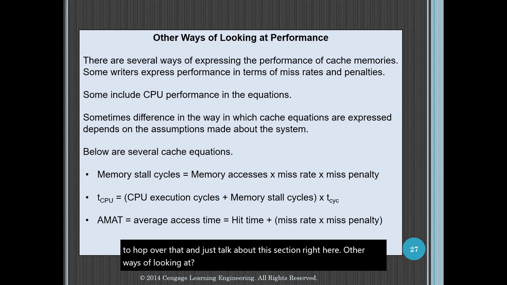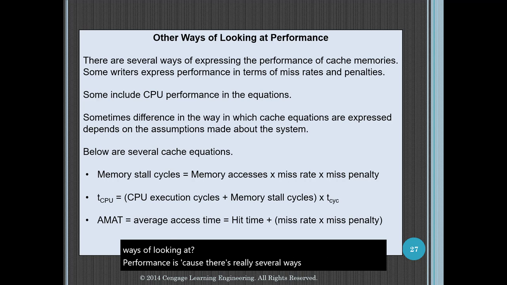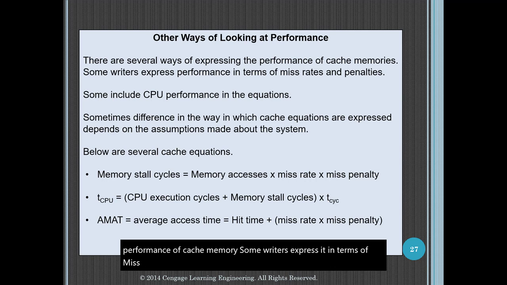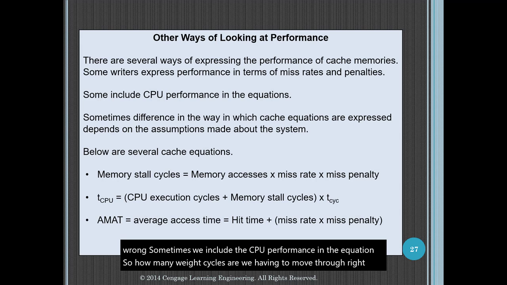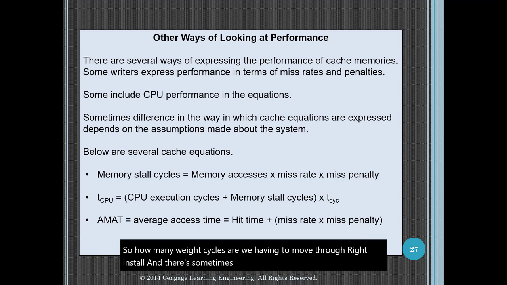There are really several ways of expressing the performance of cache memory. Some writers express it in terms of miss rates and penalties, so how many times did we basically guess wrong. Sometimes we include the CPU performance in the equation, so how many wait cycles and stalls are we having to move through. There are sometimes differences in the way cache equations are expressed, which depends on the assumptions made about the system. So there are several cache equations that you can see here. That's really all I want to talk about in terms of performance.